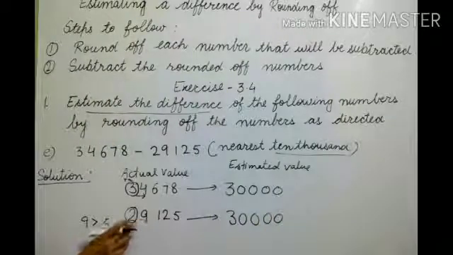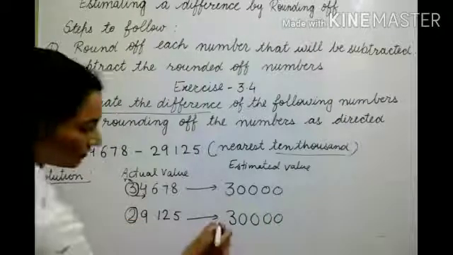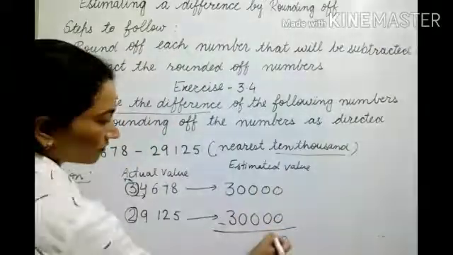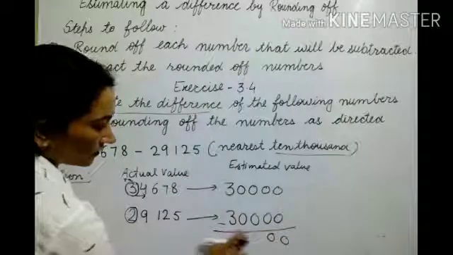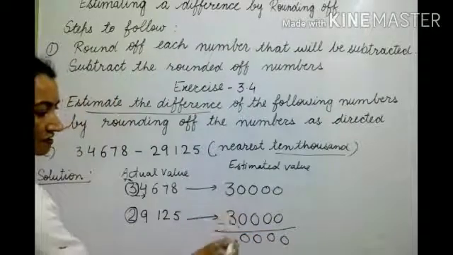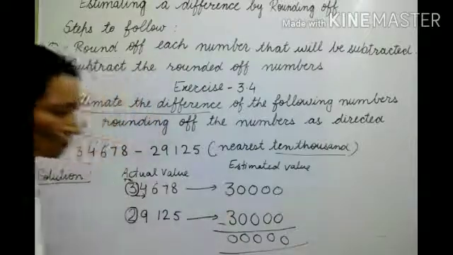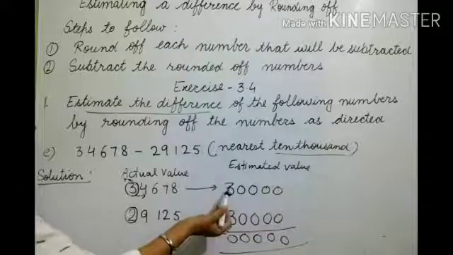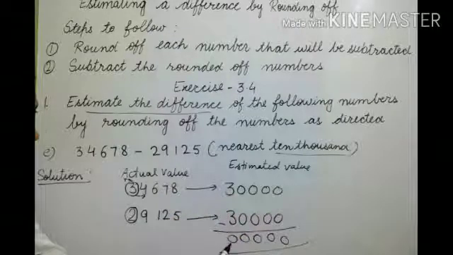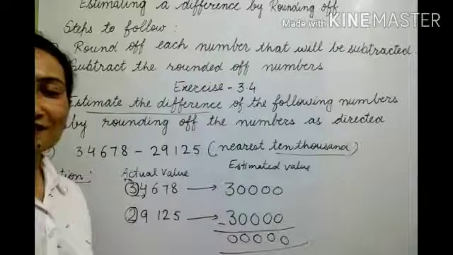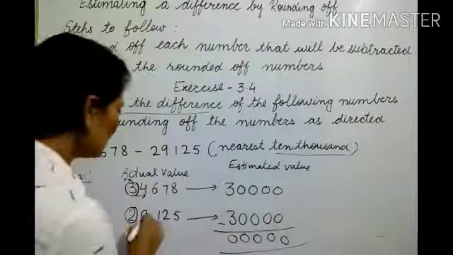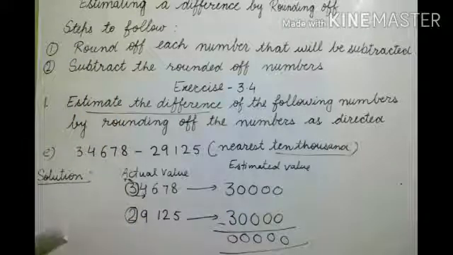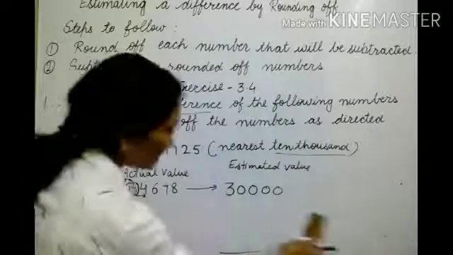Now we will find their estimated difference. 3 minus 3, we will get 0. 0 minus 0, 0, 0 minus 0, 0, 0 minus 0. In the same way, we come to 3. 3 minus 3 is 0. So the estimated difference is 0. In this way, we solve our question number 1. Hope you understand question number 1. You will solve the other parts in your notebook.